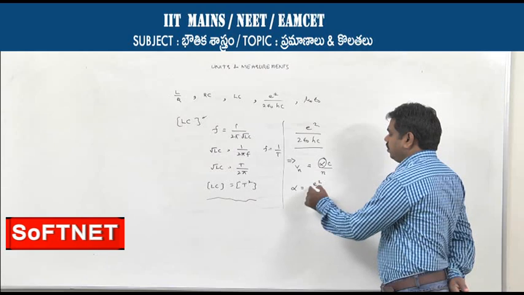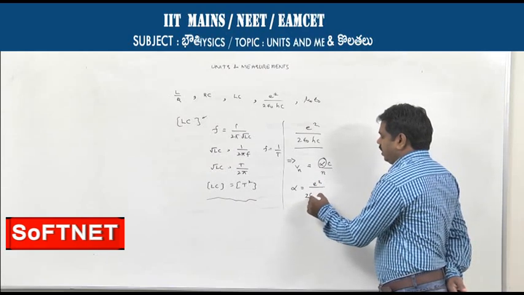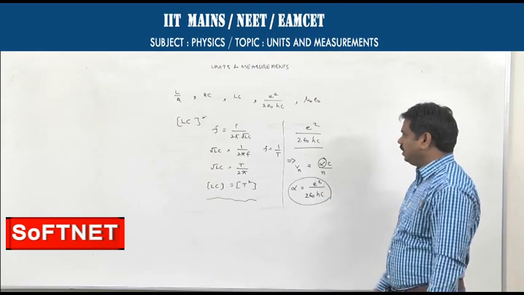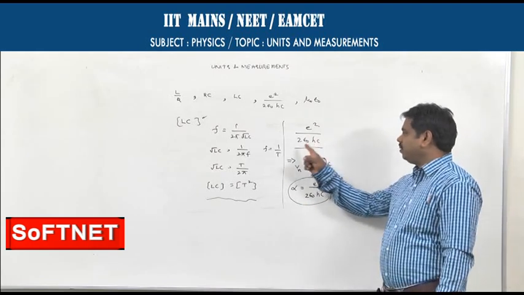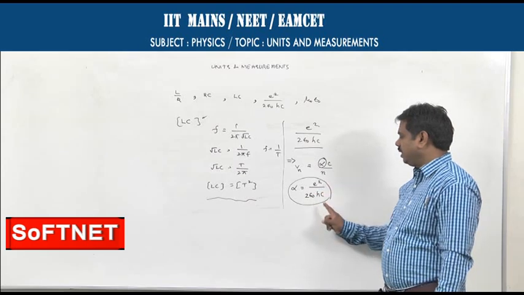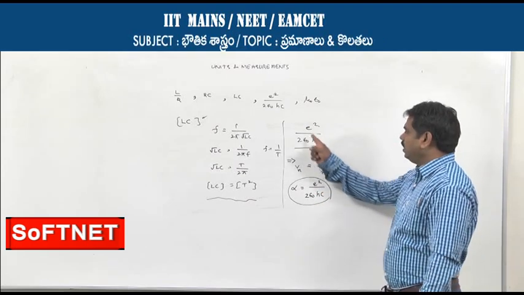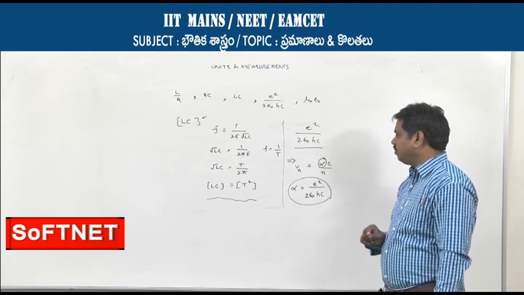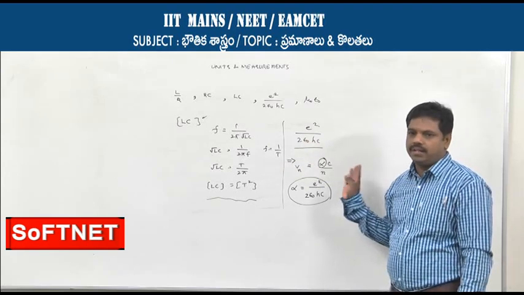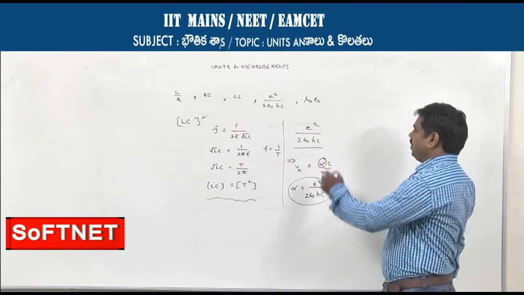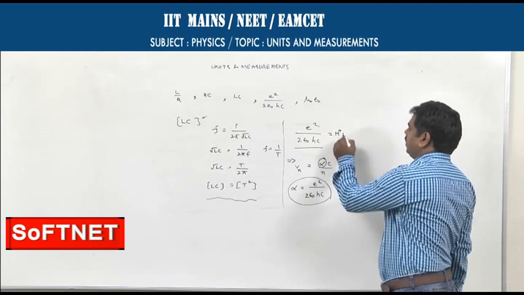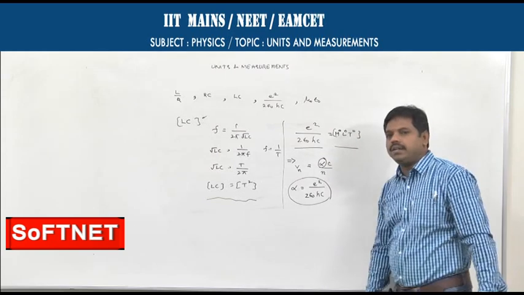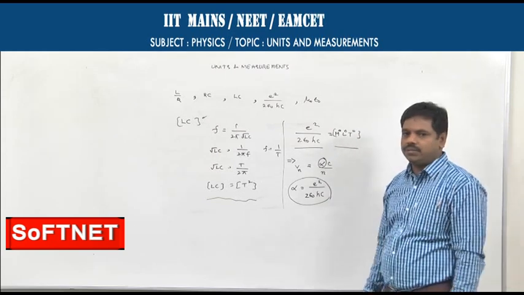That value is equal to how much? It means e square by 2 epsilon naught hc. So whenever you have the knowledge that e square by 2 epsilon naught hc is equal to the fine structure constant, then instead of substituting all the dimensional formulas of these individual physical constants and arriving at the final dimensional formula, we can simply write that it is a dimensionless constant. So you must have the idea about the different relations also.